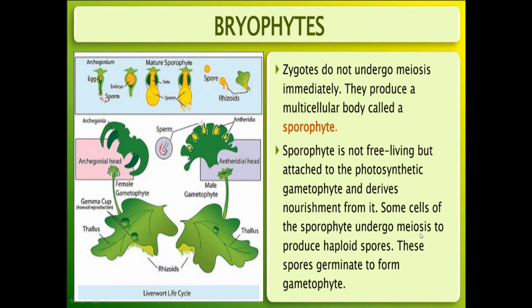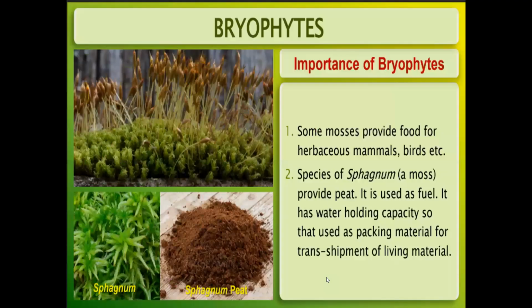Some cells of the sporophyte undergo meiosis to form haploid spores. They will form haploid spores by undergoing which type of division? Meiosis. Now these spores germinate to form a new gametophyte. What is the chromosome number in gametophyte? Is it haploid or diploid? Haploid. Gametophyte is haploid, so the spores are also haploid. These haploid spores will give rise to haploid gametophyte.